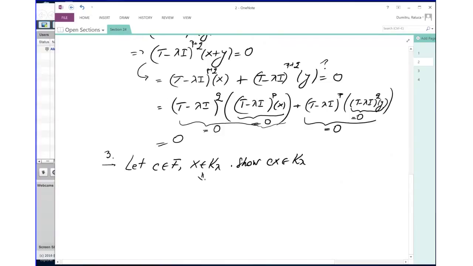So because x is in K lambda, T minus lambda identity to some positive integer power p of x equals 0, right? What do I do with c times x? Well, that thing is linear, so the c can be just put in. I'm just going to multiply by c, both sides, and then move c inside. And I get that it works for the same positive integer p as x had.